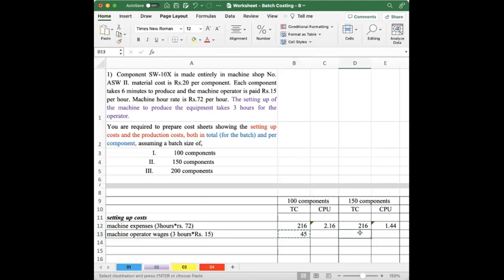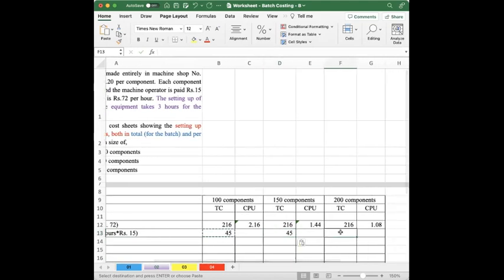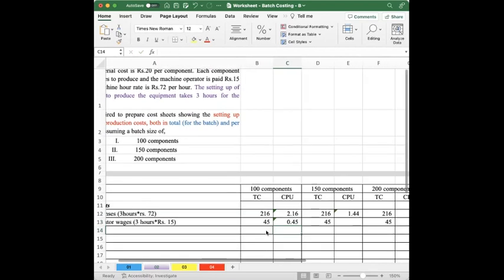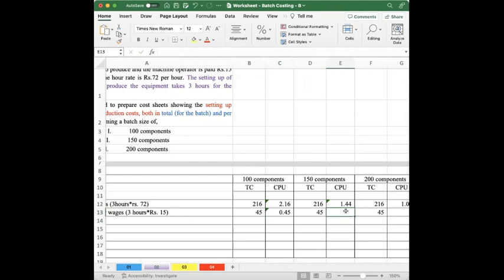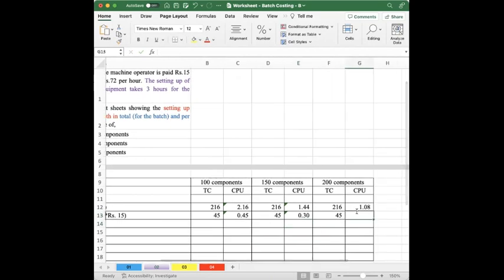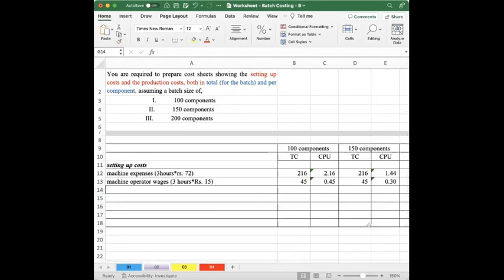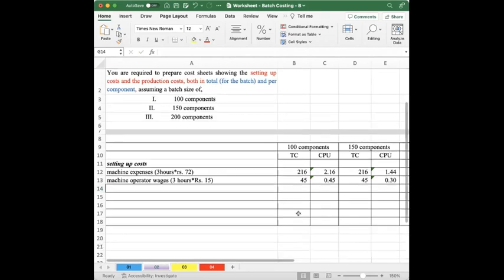Here also it will be the same, per batch. But when we are considering the per unit value, you take the total cost again divided by the number of components. First scenario, it is 0.45. Here also 45 divided by 150 components. Here also 45 divided by 200 components, that will be 0.23. So the total cost value won't change per batch, but since the batch components differ, the per unit value will differ.